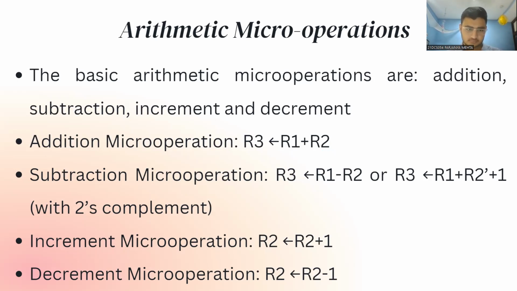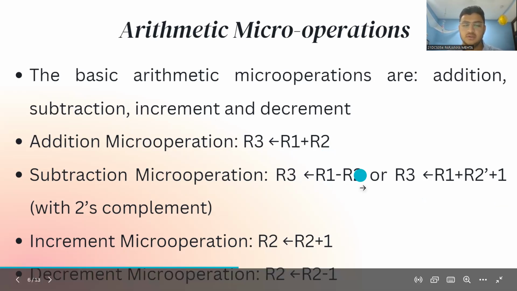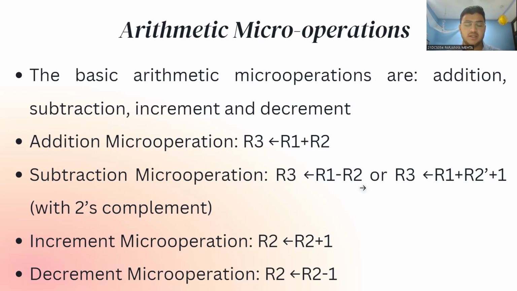Next is the subtraction micro operation. Here R1 minus R2 is given to R3. This is the replacement operator. So the subtraction of the data present in R1 and R2 is stored in register R3. Or we can also write this as R3 is replaced by R1 plus R2 complement plus 1. Here R2 dash plus 1 indicates the 2's complement of R2. The increment micro operation increases the data of the register by 1, and the decrement micro operation decreases the data of the register by 1.